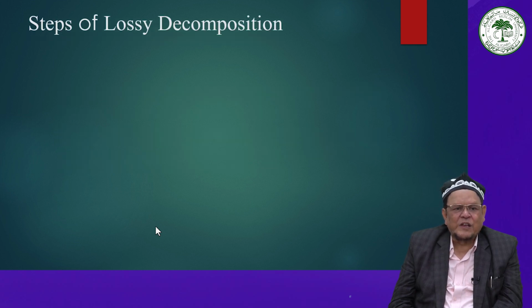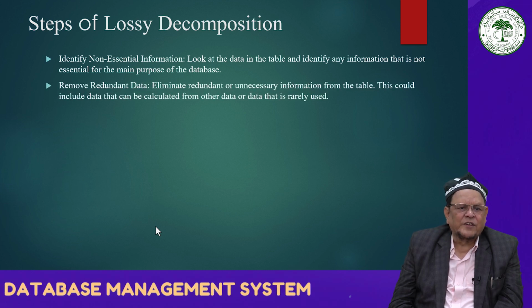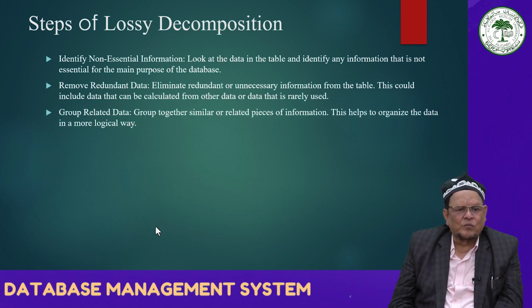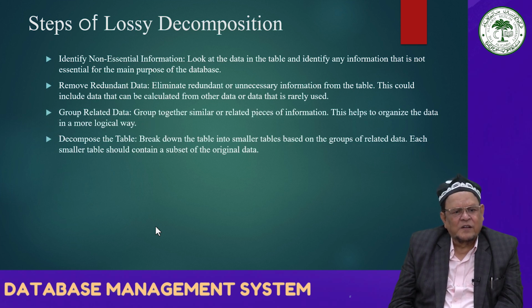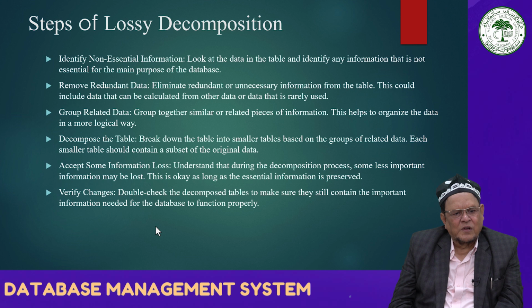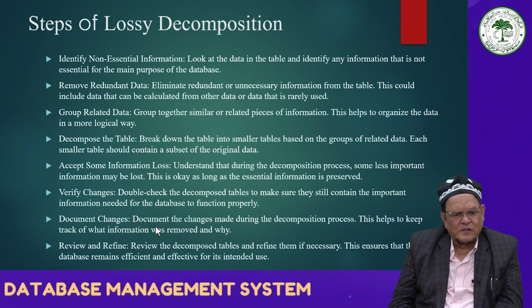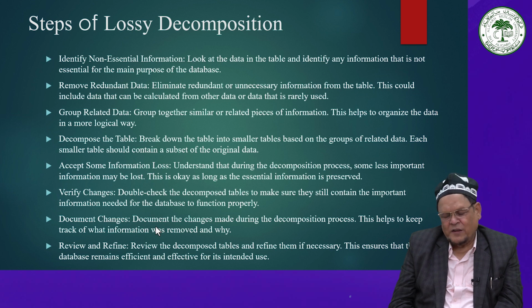In the same way, you can see on the screen the steps for lossy decomposition. First step, identify non-essential information. Second step, remove redundant data. Group related data. Decompose the table. And then accept some information loss. Verify changes. And the last, document changes. Review and refine.